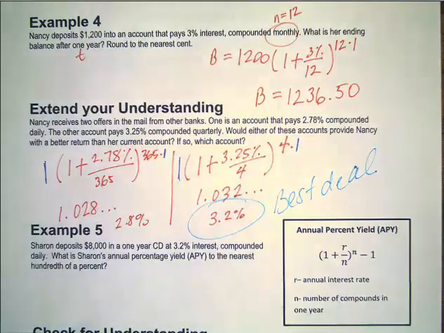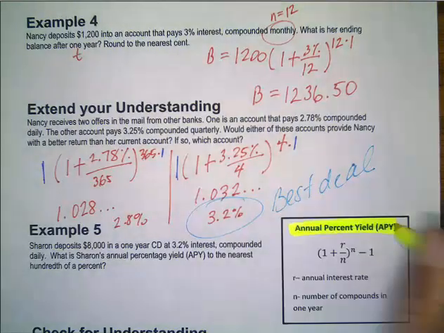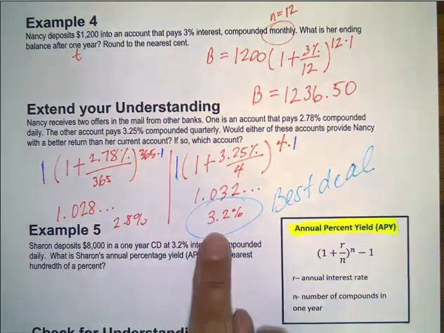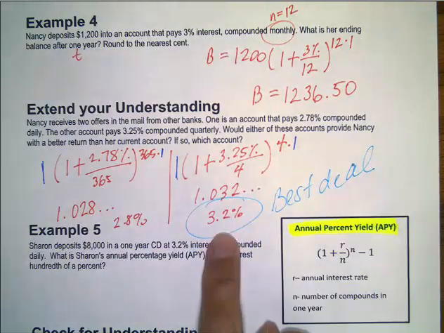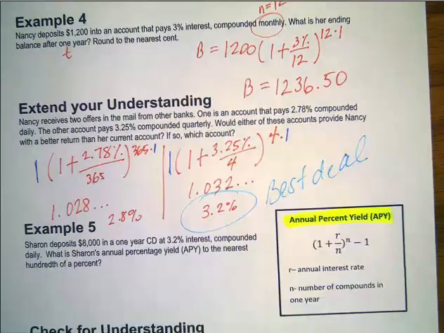All right, example number 5. Sharon deposits $8,000 in a 1-year CD at 3.2% interest compounded daily. What is Sharon's annual percentage yield to the nearest hundredth of a percent? So when we look to the right, we see the annual percentage yield, or APY, is a formula. And it's our compounded formula minus 1. And we learned up here that if we just take these pieces, we get this rate. So if we take our rate and subtract 1, this is our annual percentage yield.